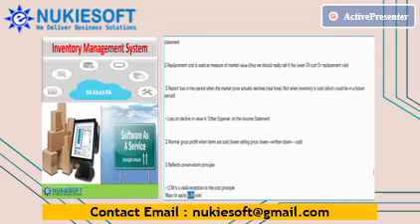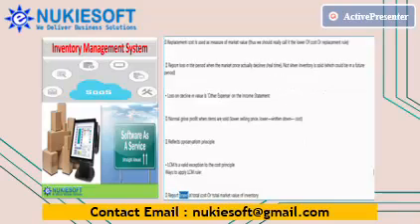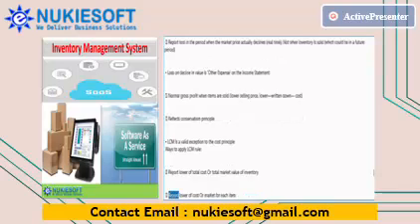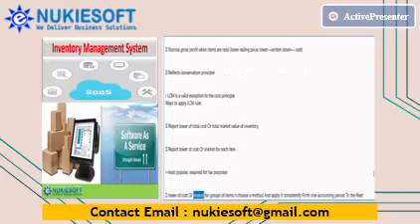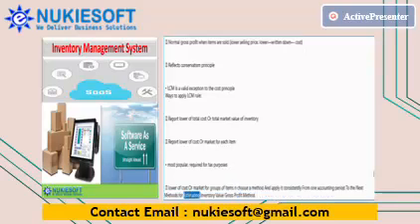Ways to apply the LCM rule. Report the lower of total cost or total market value of inventory. Report the lower of cost or market for each item, which is most popular and required for tax purposes. Or use lower of cost or market for groups of items. Choose a method and apply it consistently from one accounting period to the next. Methods for estimating inventory value.